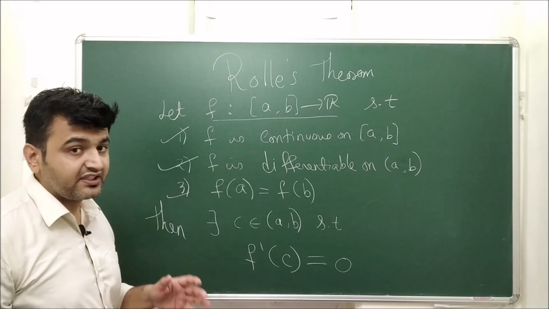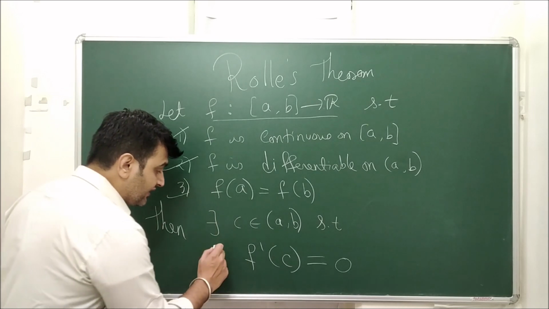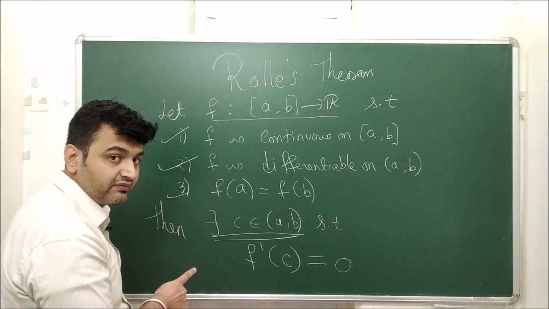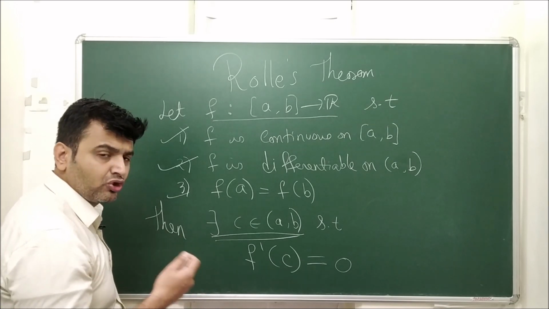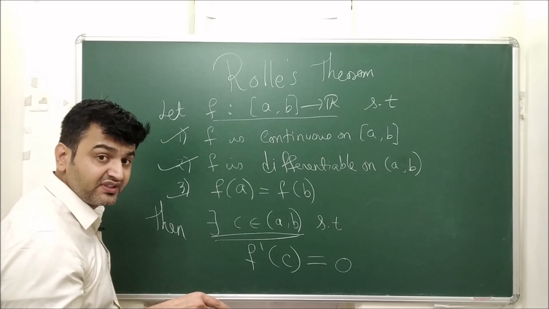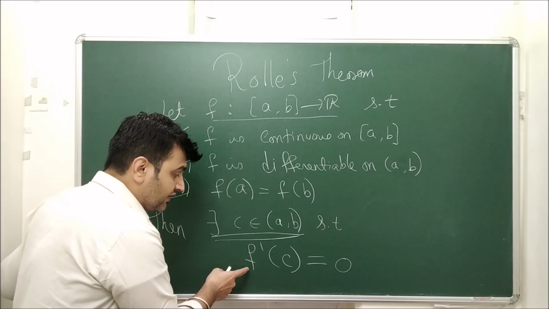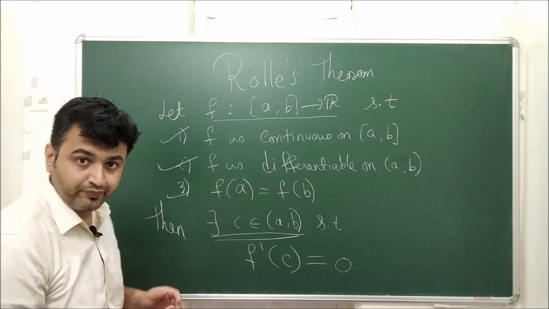So if these 3 conditions are satisfied, then definitely there exists a point in the open interval (a, b), not the closed interval, because we always talk about differentiability on the interior points. So there exists an interior point c such that the derivative at that point is 0.